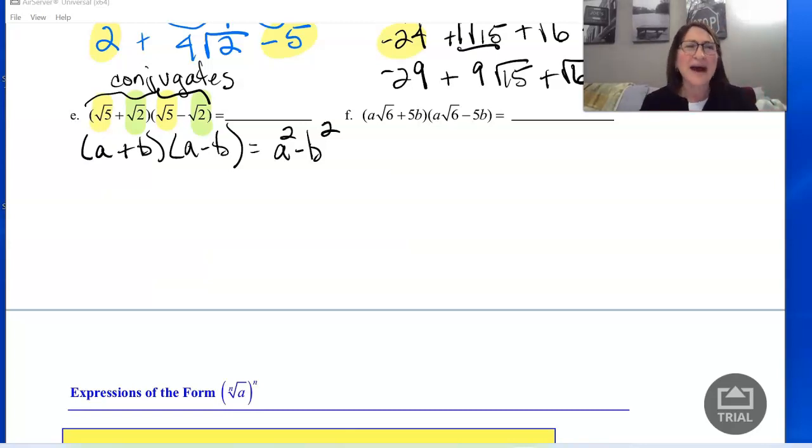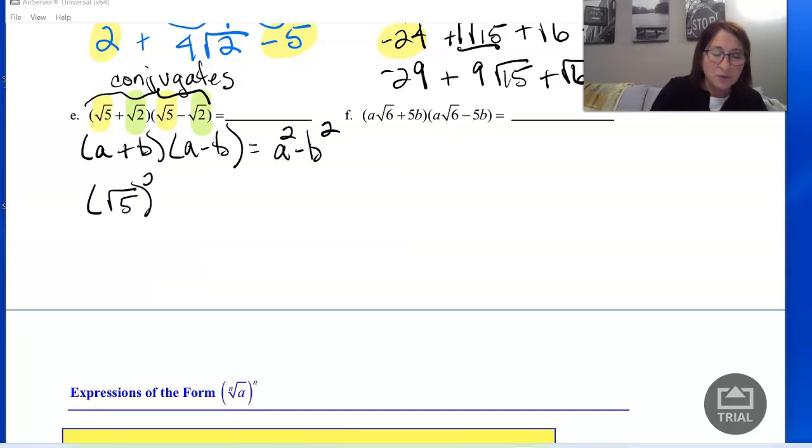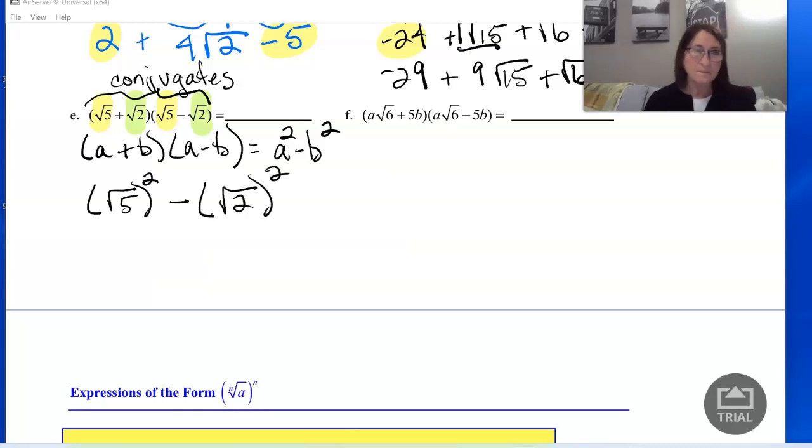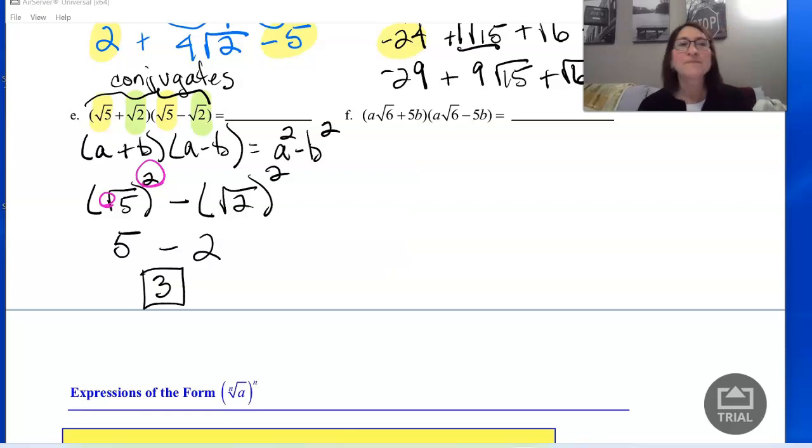All right. So how does that work with this problem? I'm going to take the square root of 5 squared minus the square root of 2 squared. Because my exponent matches my index, I can pull out the radicand, which is 5. I do the same thing with the 2. 5 minus 2 equals 3. Beautiful.